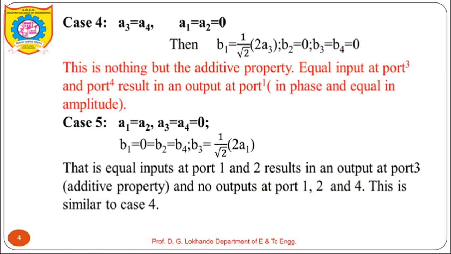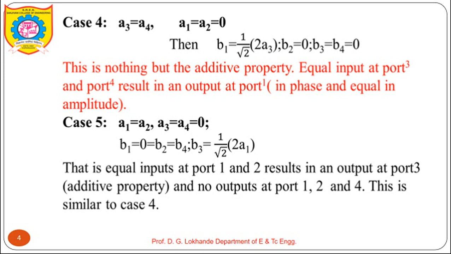Now case number 4: A3 is equal to A4, like we are applying the same amount of power at port 3 and port 4, and A1 and A2 are equal to 0. Then we get B1 is equal to twice A3 by root 2, whereas B2, B3, B4 are equal to 0. This is the additive property: equal input at port 3 and port 4 results in an output at port number 1, in phase and equal in amplitude. So this is case number 4.